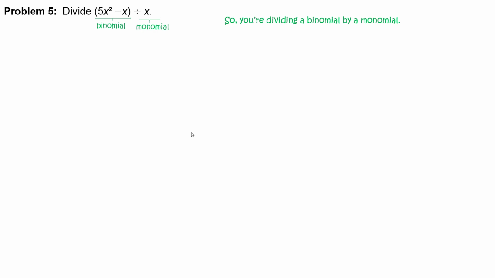So, all right, let's write out the problem first. 5x squared minus x divided by x. I'm keeping this in parentheses. As a general rule, if you have something and you know you're going to multiply it or divide it by something else, you've got to keep it in parentheses. So I'm going to rewrite the division problem as a fraction. So I'm going to write 5x squared minus x divided by x.